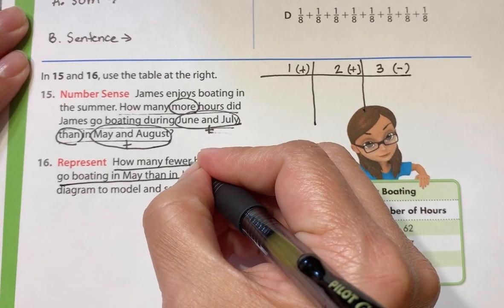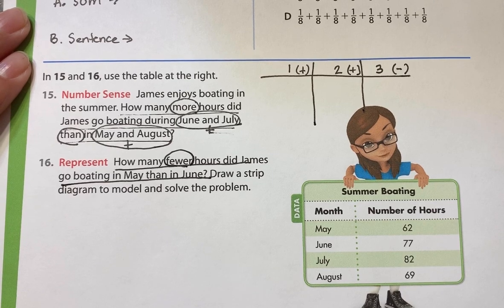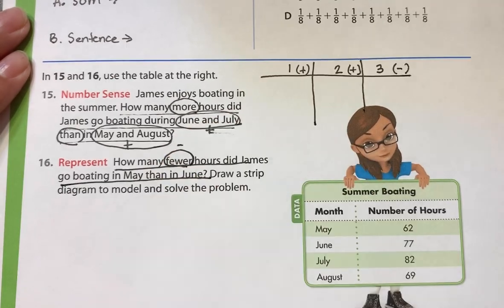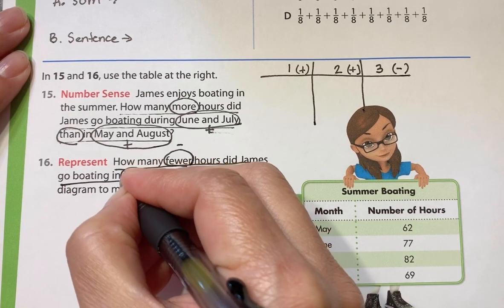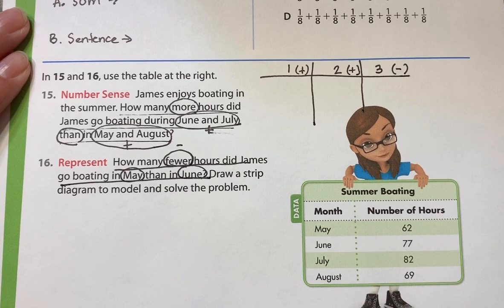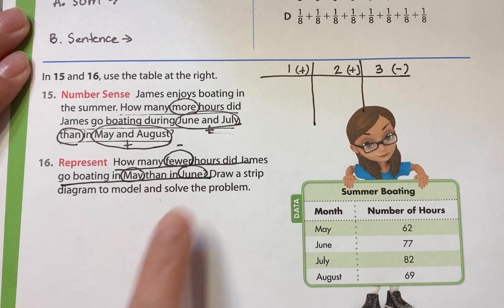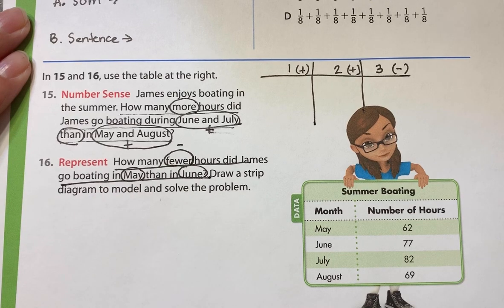Now, I'm noticing that it says fewer. And we learned that ER words are comparing words. And comparing words means subtraction. Okay, so now I see that they want the number for May and they want the number for June. Okay, we're going to be getting those numbers. But if it is subtraction, then the strip diagram should have the information on the strip diagram correctly.